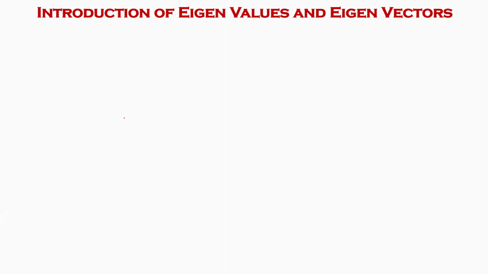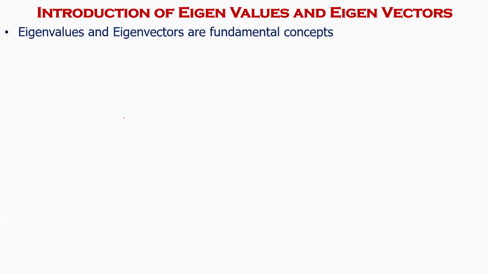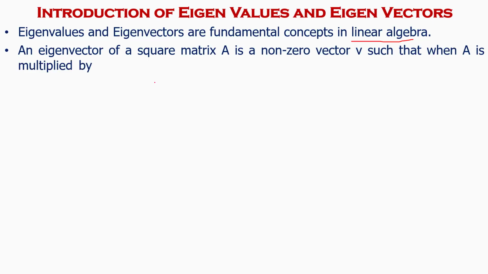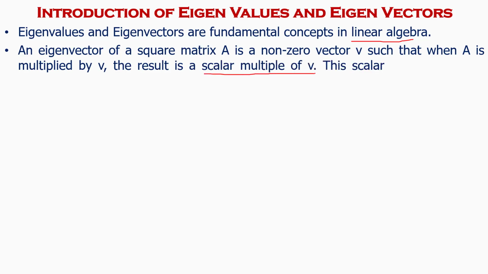Today we discuss eigenvalues and eigenvectors. Eigenvalues and eigenvectors are fundamental concepts in linear algebra. An eigenvector of a square matrix A is a non-zero vector V such that when A is multiplied by the vector V, the result is a scalar multiple of V.